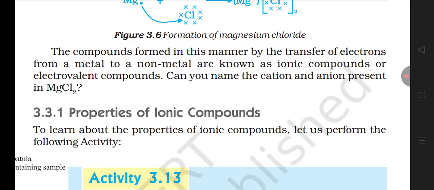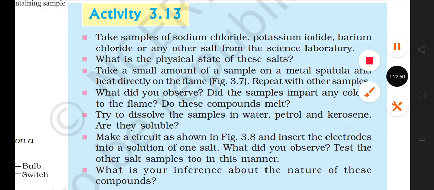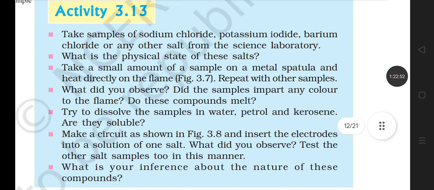Now, properties of ionic compounds. This is very important. We are going to learn about the properties of ionic compounds. To learn about them, let's perform the following activity. What is the activity? Let's see. Activity 3.13. Take samples of sodium chloride, potassium iodide and barium chloride or any other salt from the science laboratory.